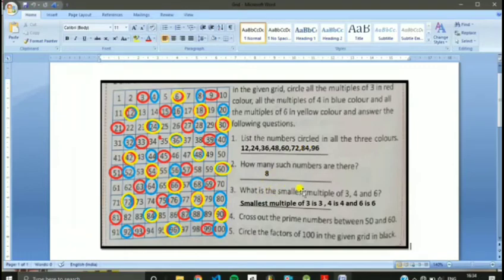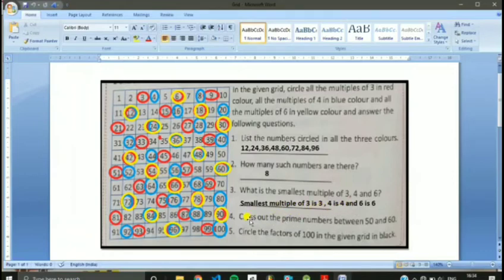Which is the smallest multiple of 3, 4 and 6? Whenever you start the table, 3 1s is 3, so you will be having the answer as 3. The smallest multiple of 3 is 3. When we talk about 4, the smallest multiple of 4 is 4 only. The smallest multiple of 6 will be 6 only. 6 1s is 6, 4 1s is 4, 3 1s is 3. So this way we are having the next answer.